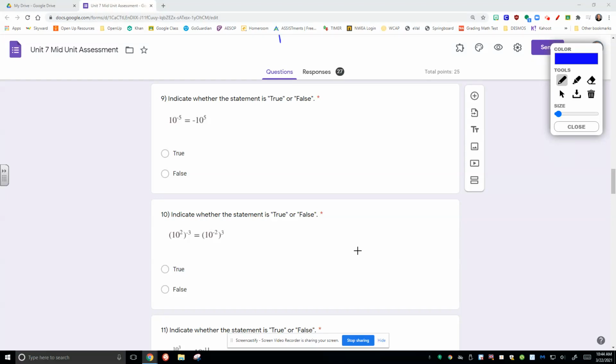Here are the true false portion of this test, problems 9, 10, and 11. Problem 9, what we need to consider with this is we're stating that 10 to the negative fifth power is equal to the base of 10, the negative 10 to the fifth power.